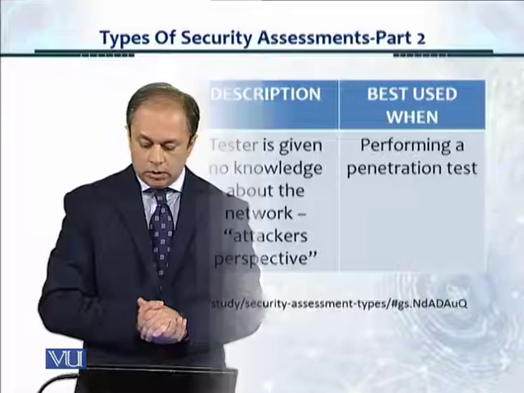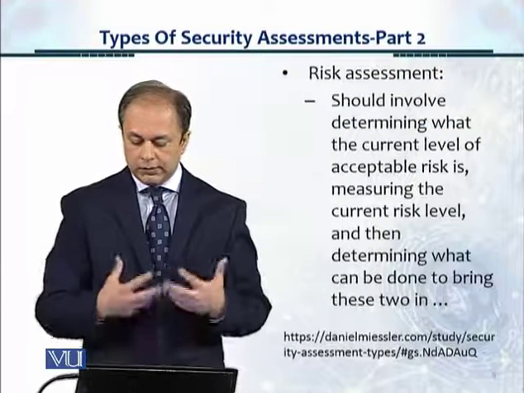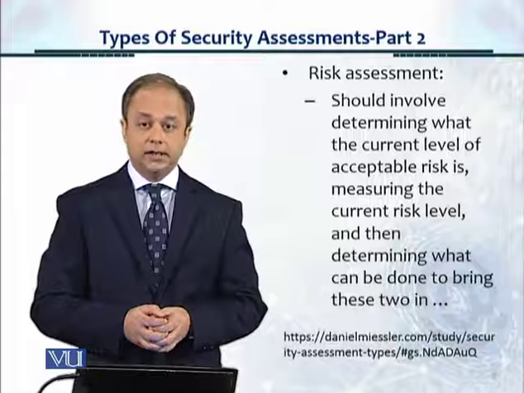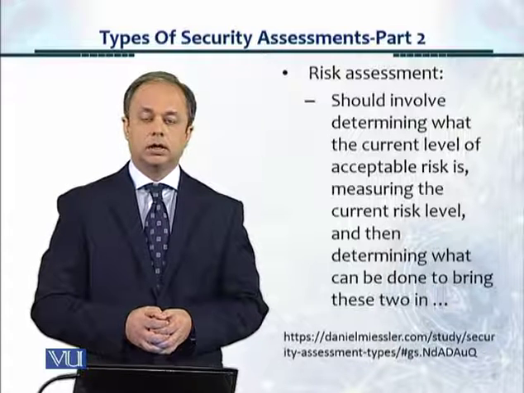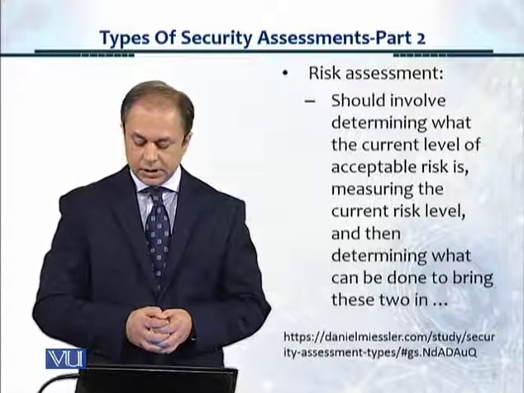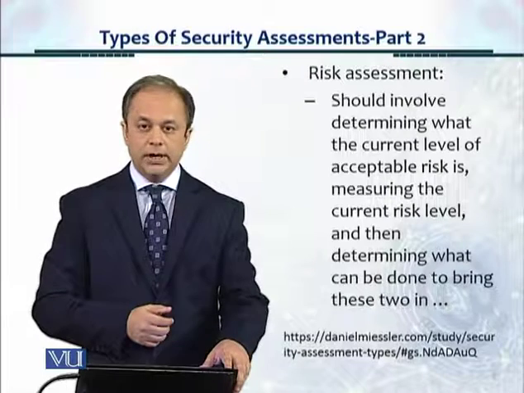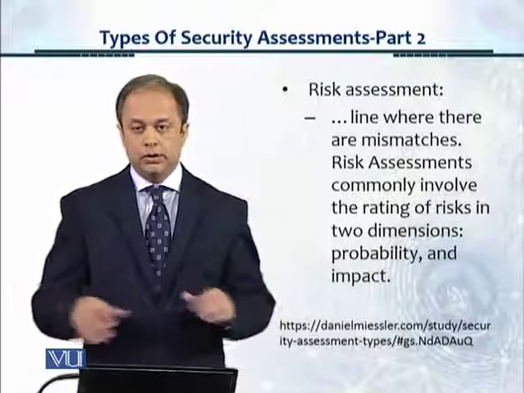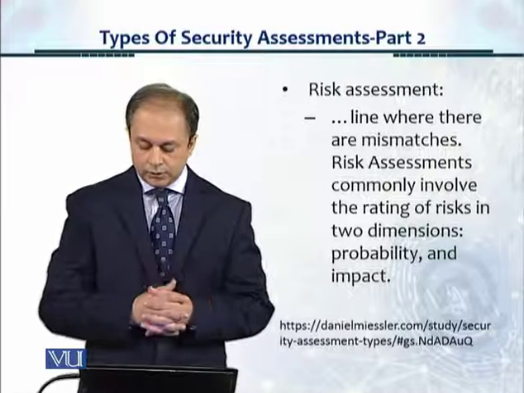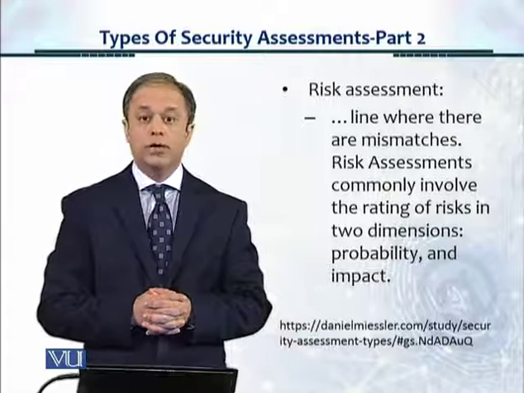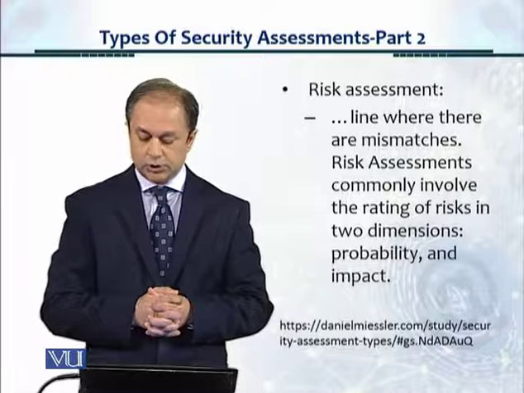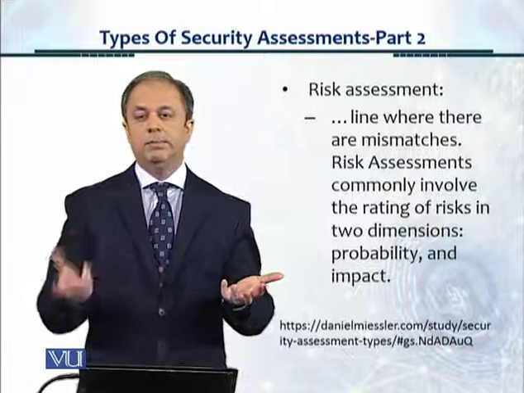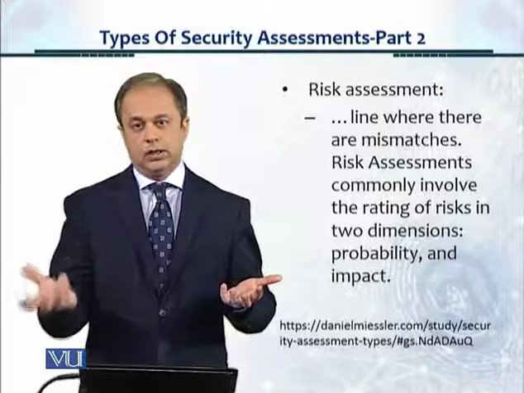Moving on to risk assessment. It involves determining what the current level of acceptable risk is, measuring the current risk level, and then determining what can be done to bring these two in line where there are mismatches, or where they don't align together. So risk assessments commonly involve the rating of risks in 2 dimensions. How frequently will it happen, or can it happen, probability, and impact. What damage would it cause if it happens?